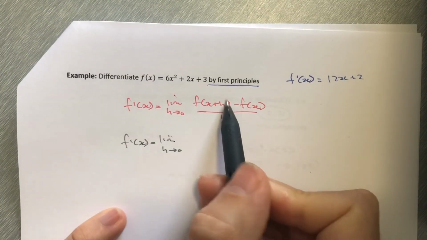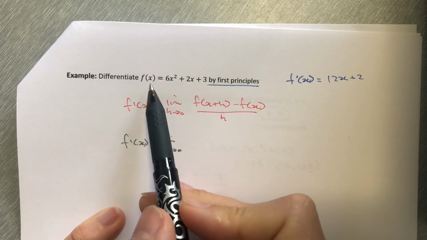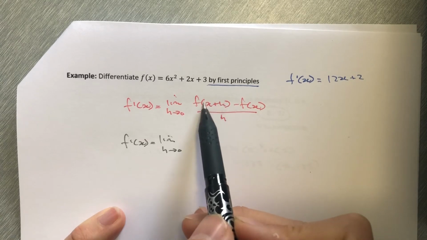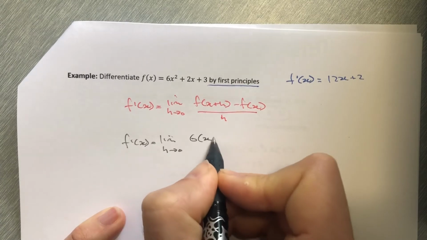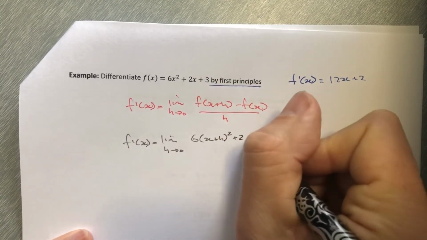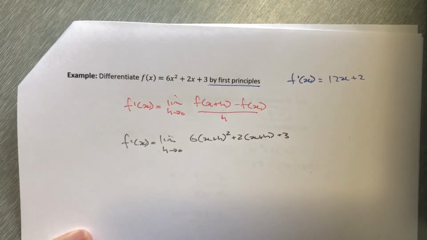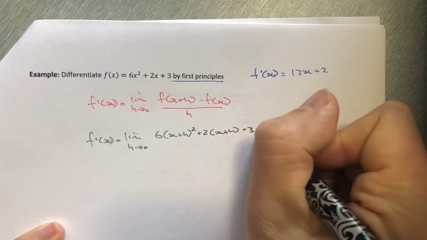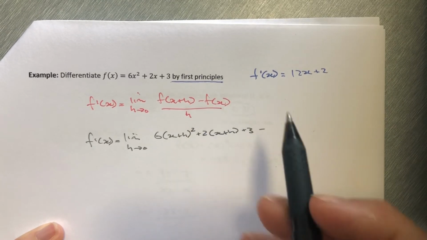Alright, now my f of x plus h. I already have f of x here. I don't want f of x though, I want f of x plus h. So wherever x is, I'm going to put in x plus h instead. There we go, I'll put in my f of x plus h, but now I need to take away my f of x.